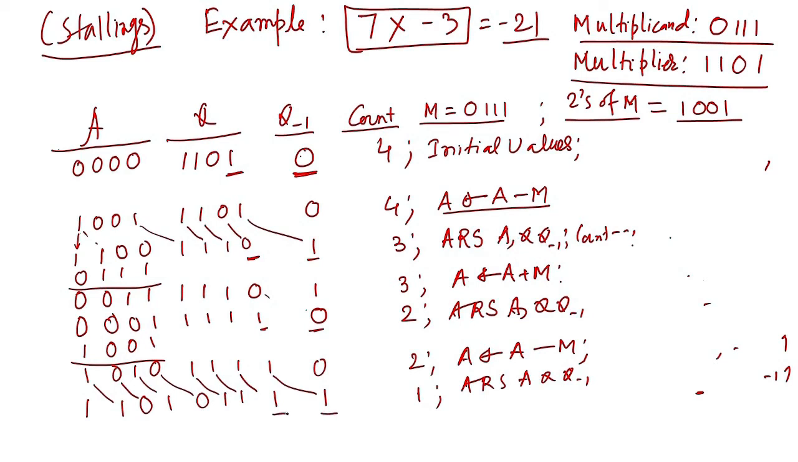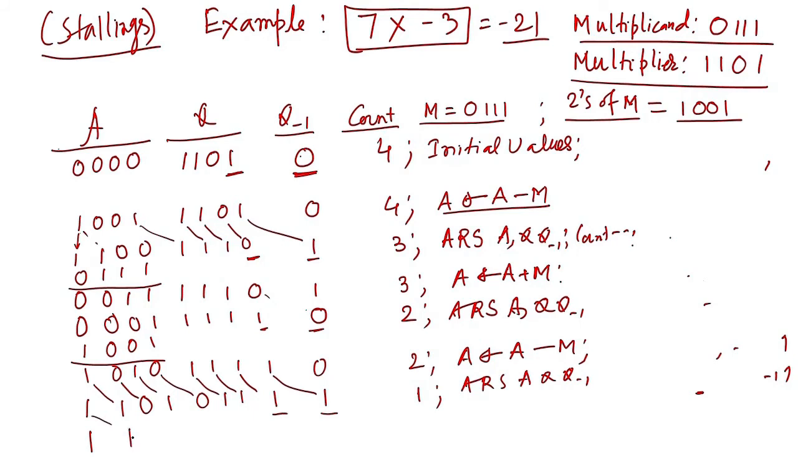If it is 1 1, then we will not do any operation, only the arithmetic right shift. So, this will be 1, this will come here, this 0 will come here, this 1 will come here, and so on, this is 0. So, the result is over and this is the result of 7 into minus 3.